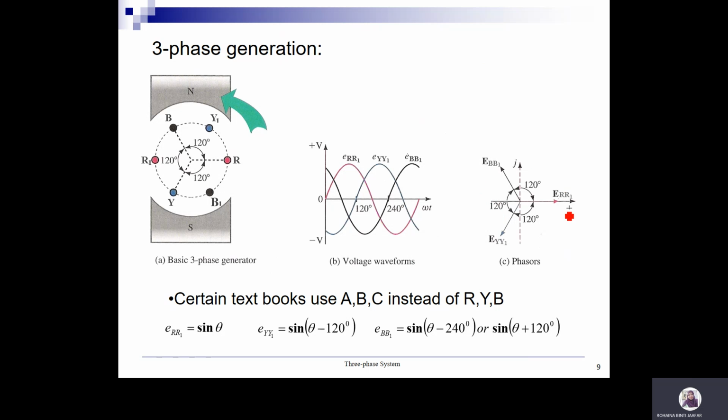So here is how you transfer from waveform to phasor. You can see that the phase difference is 120. So the relationship is that the phase difference between red and yellow is negative 120, and between red and blue is either negative 240 or positive 120. From this relationship, we can produce this equation.